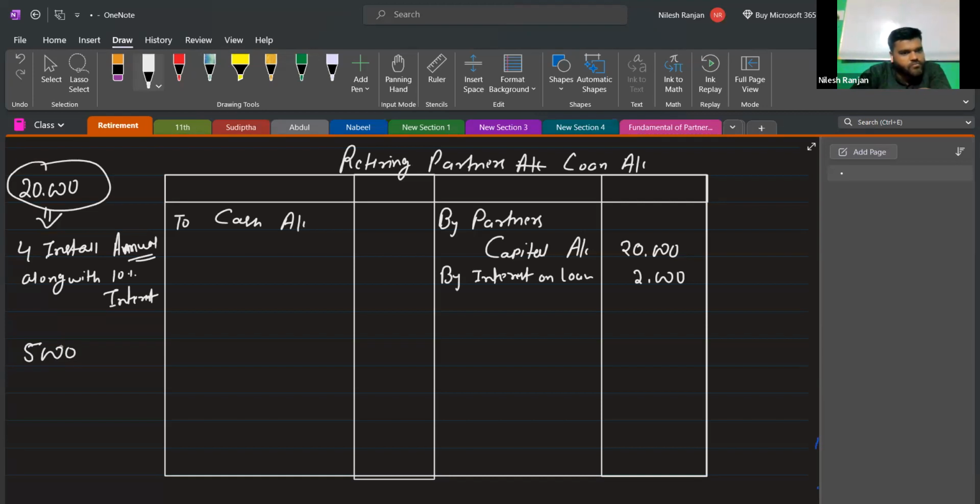Sir, I didn't understand. You have to pay 20,000 to the partner. And that 20,000 will be paid in 4 installments. That is 4 parts. So 5,000 into 4, 20,000. You have to pay this 20,000 in 4 installments. Means if you pay 5,000 per year, then in 4 installments you will pay 20,000. Is this clear? No, sir. I'm confused.